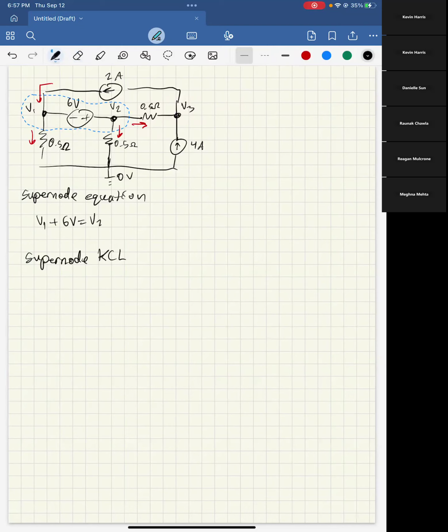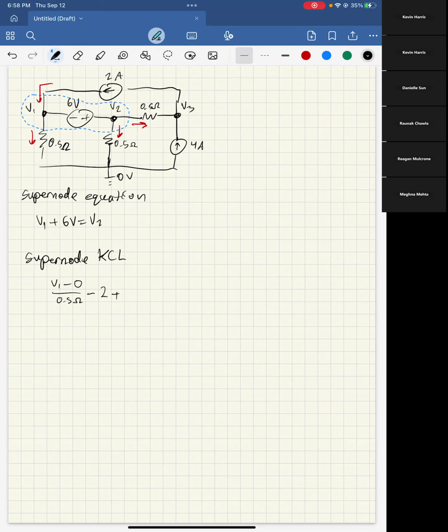So the supernode, do you have a question? I hear someone talking. I'll keep going. So V1 minus 0, I'm starting with this one going down here, V1 minus 0 over 0.5 ohms. And then just like we do with the normal node voltage equation, you sum all the currents and set it equal to 0. So you have V1 minus 0 over 0.5, and then minus 2 amps because there's that 2 going directly into the supernode.